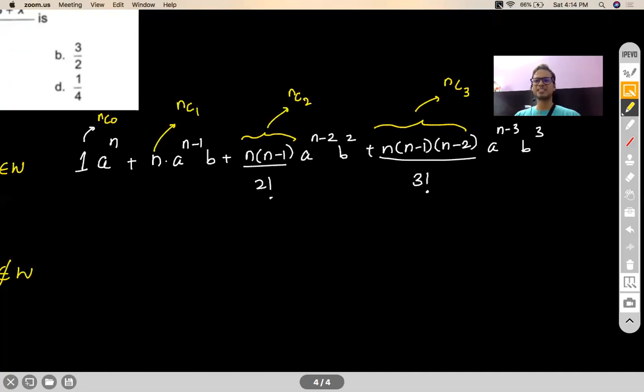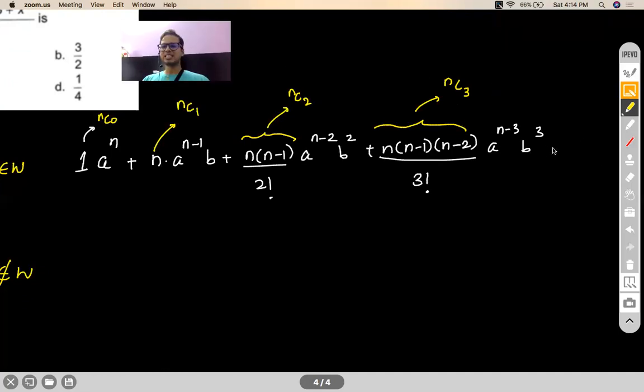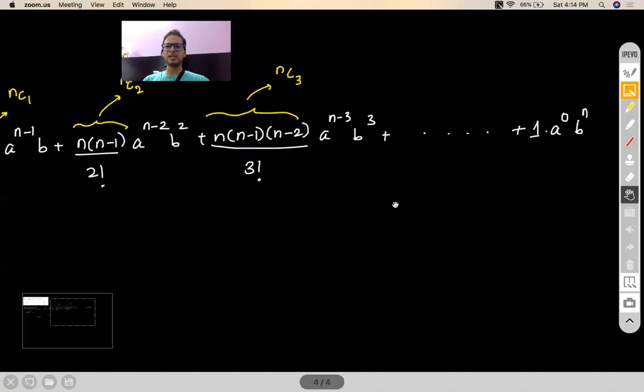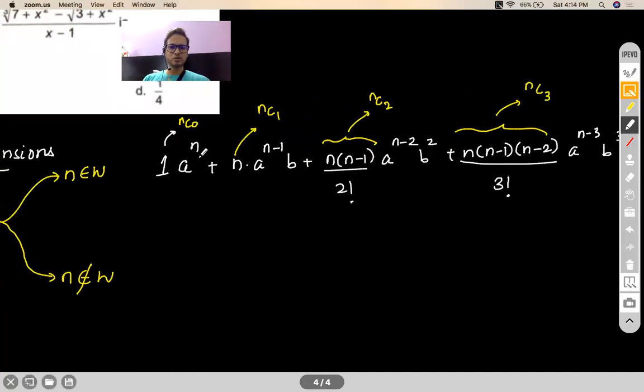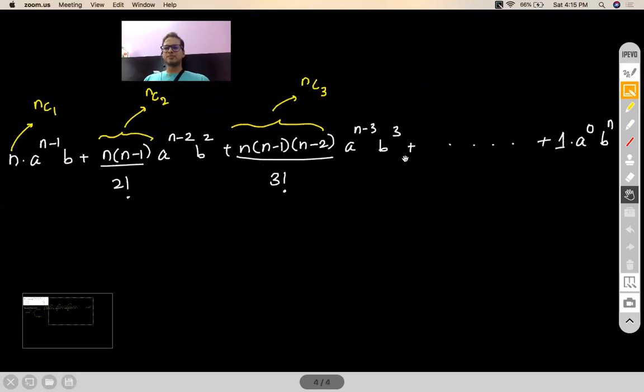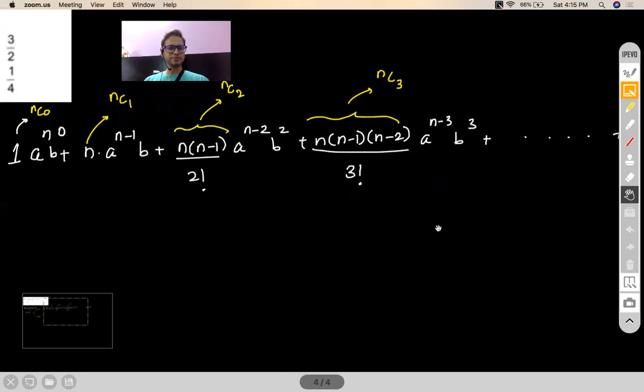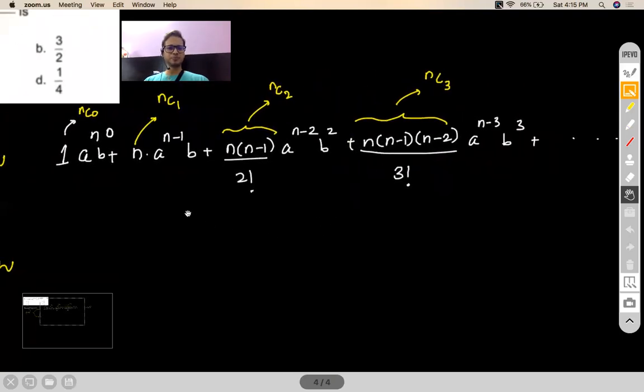So now this trend continues till we reach 1 a to the power 0 b to the power n. Actually, I will write a to the power n b to the power 0 here also to maintain the trend. So this has got some finite number of terms. You learn later on in the binomial theorem chapter that this expansion has got n plus 1 terms. Please make a note of it, everybody. I want everybody to copy this down.